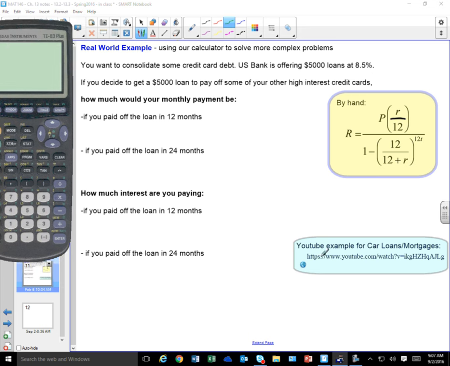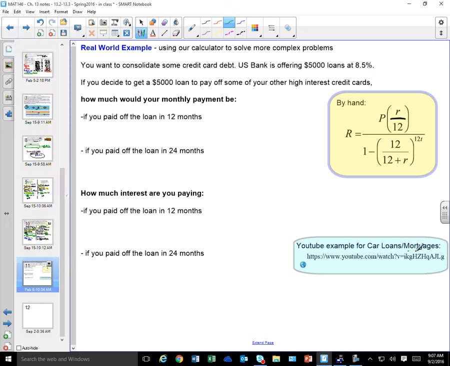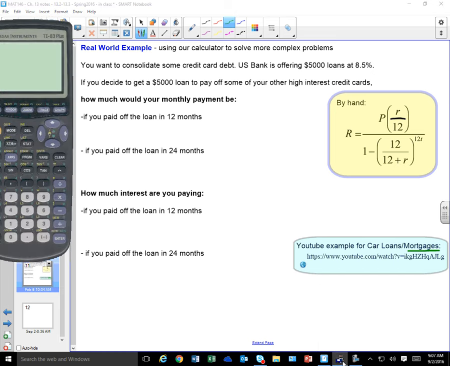This YouTube example is a really good example going through how you could use your calculator for car loans or for mortgages or whatever. For car loans, trying to decide what interest rate do I need, or how much of a car can I afford if I can afford these monthly payments. It's pretty neat. They go step by step on using your calculator there to figure that out. And we will get more into mortgages in the next section, so we'll talk more about that.